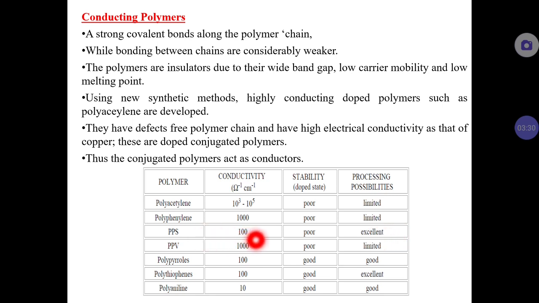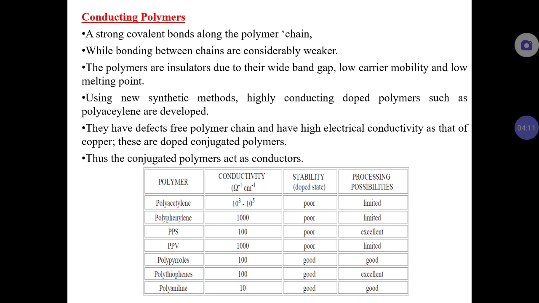Polypyrrole, the value is 100. The conductivity value is low, but it still possesses very good stability and very good processing possibilities. Polythiophene also possesses very good stability and processing possibility, even though its conductivity value is fairly low. And the least conductivity value is exhibited by polyaniline, at 10 ohm inverse centimeter inverse, but its processing possibility and stability are fairly good, though the conductivity value is very low.